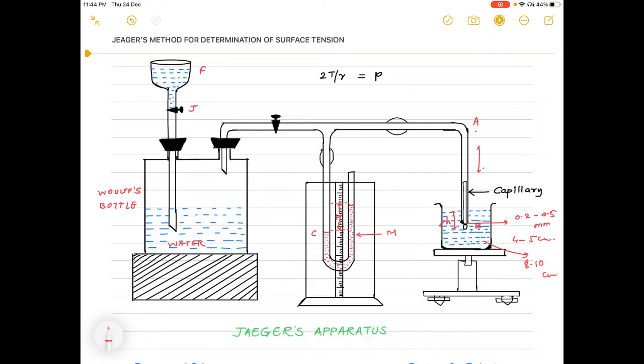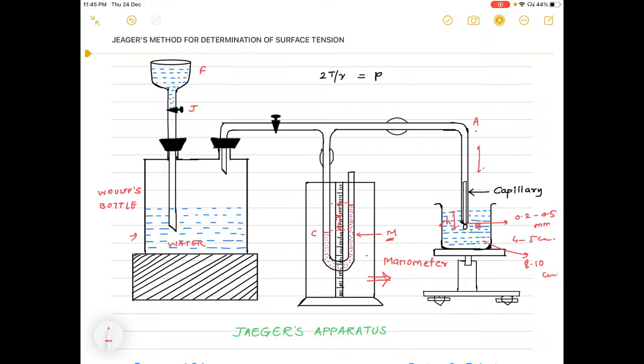Now the glass tube is connected to a manometer M. This instrument in between is called a manometer, denoted as capital M, and this is the Wolf's bottle. So the capillary tube AB is connected to the manometer and the Wolf's bottle as shown in the figure, and it is fitted with a dropping funnel F containing water, which is connected again to the Wolf's bottle.